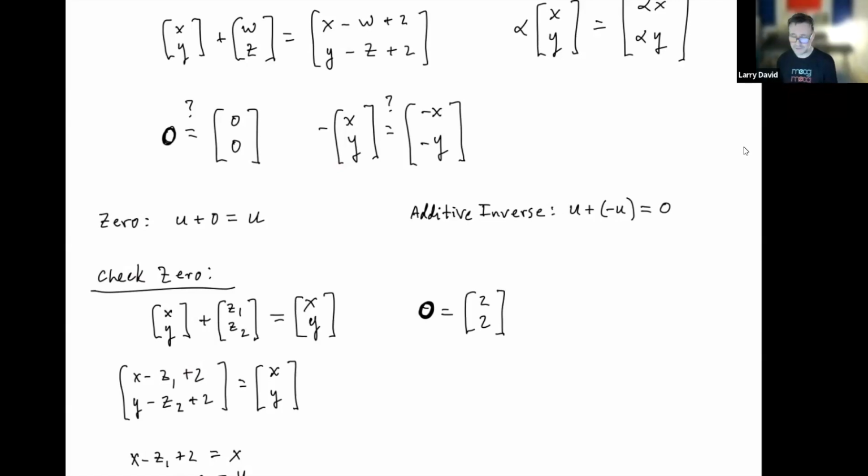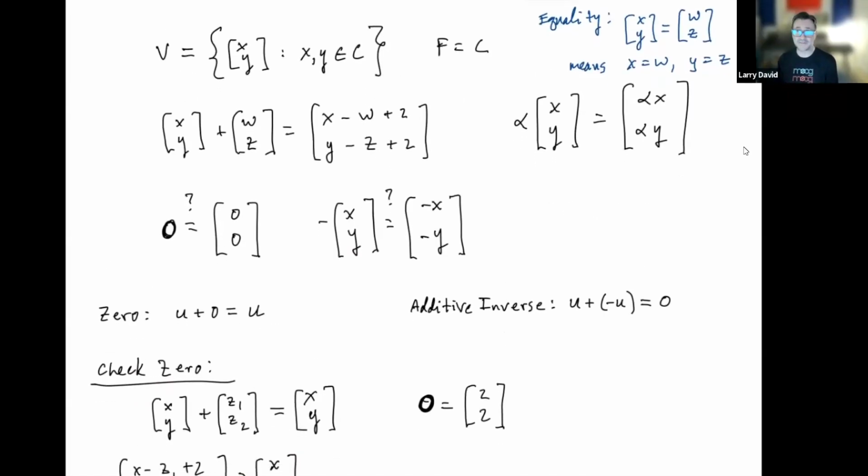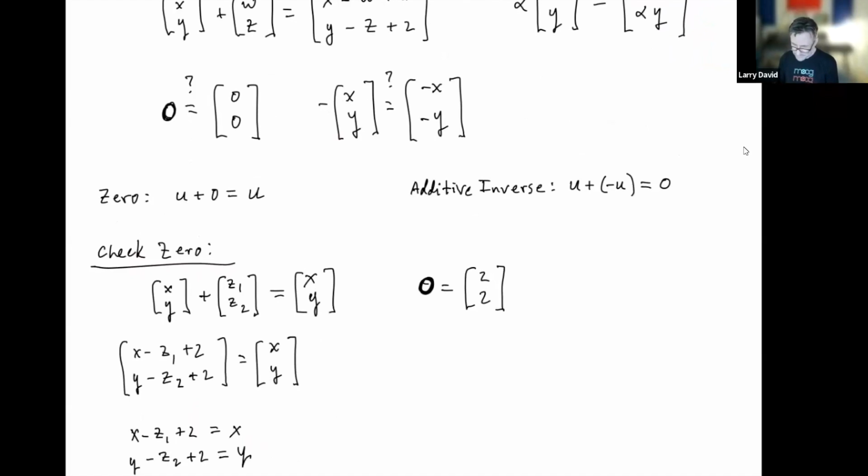Now, that doesn't prove that this is a vector space. That's 1 out of 10. We have 9 more to check. But there's the 0 vector, and in particular, it's not 0, 0. This might seem strange or wrong, but there's nothing wrong with it. It satisfies the definition of 0, which is the same as the 0 axiom.